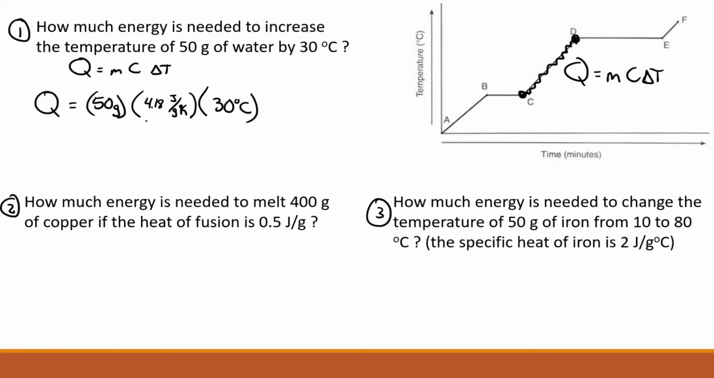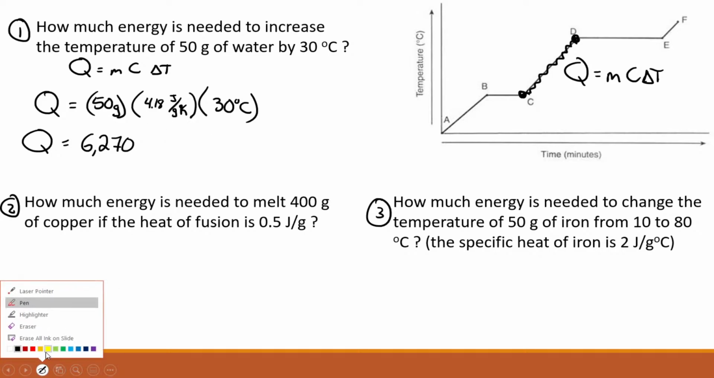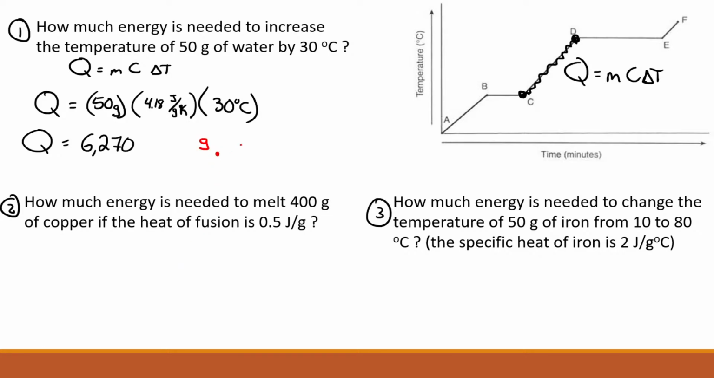Now I've got three things, one variable. I'm going to just plug in and solve. This is going to give me 6,270. But I need to now determine what unit goes here. I've got grams times joules per gram Kelvin times degrees Celsius.